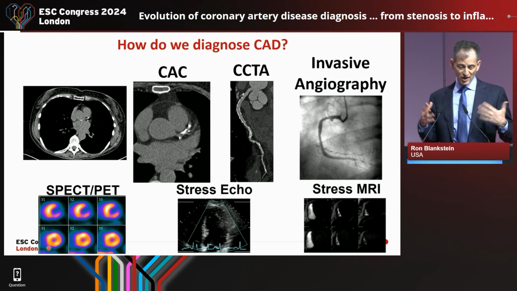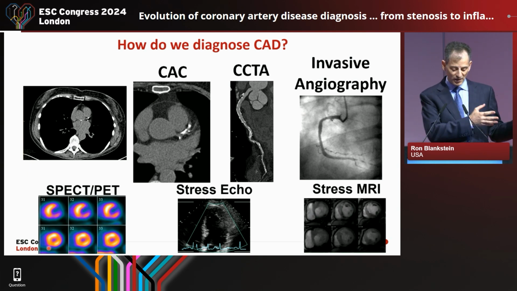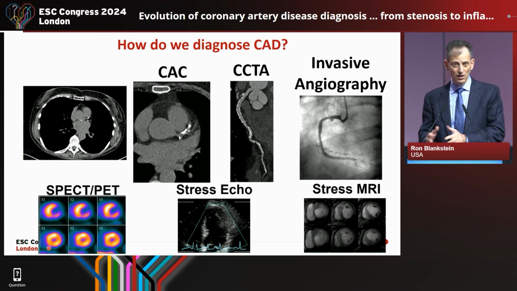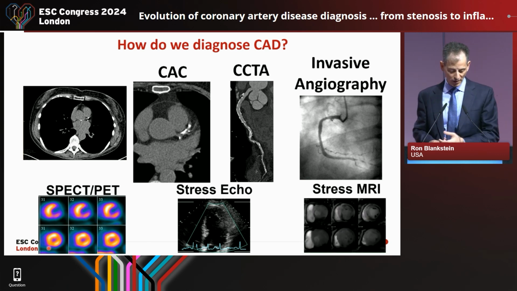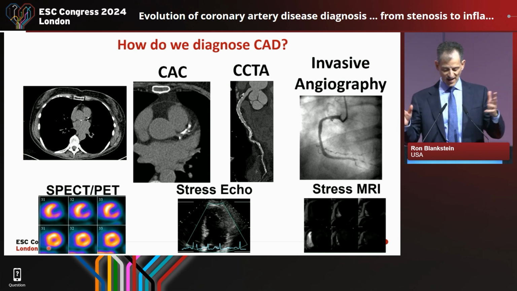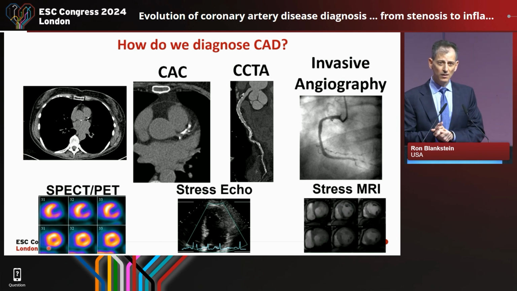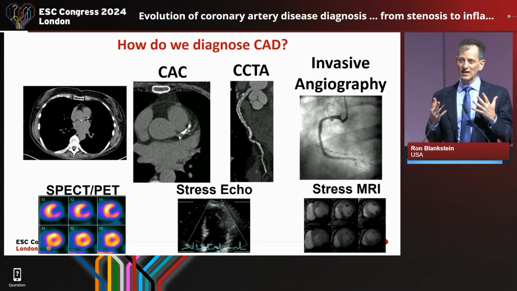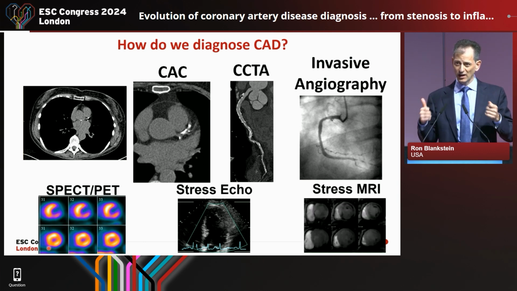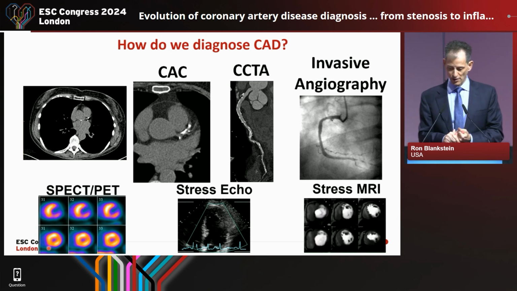And of course, to visualize coronary disease, we can start with a plain chest CT or a calcium score or coronary CTA, or leading all the way to our invasive angiography. When we do stress testing, whether it's a nuclear stress test, an echocardiogram, or a stress MRI, we're now looking for flow-limiting disease. It's really the tip of the iceberg. It's only the coronary disease that's significant enough to limit blood flow.